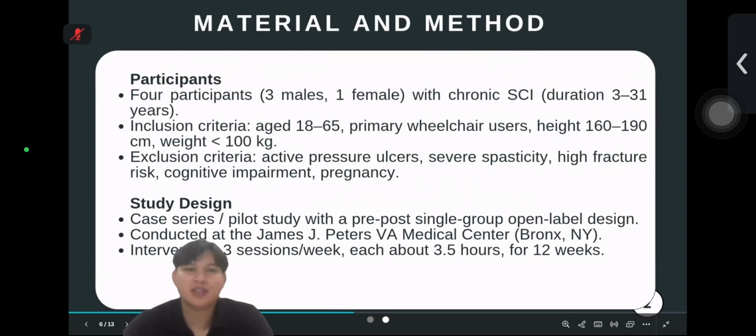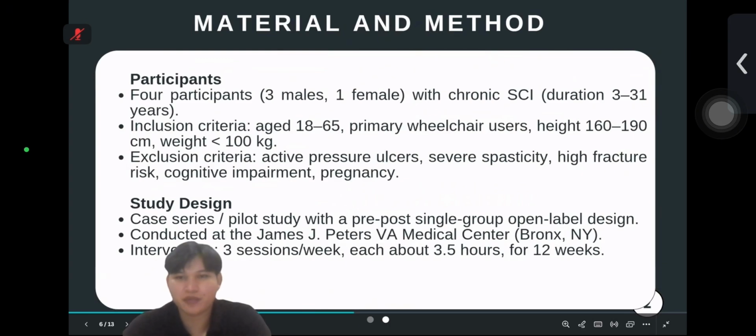For the criteria: 18 years and above, primary wheelchair use, height 160 until 190 centimeters, weight less than 100 kilograms. Exclusion criteria: active pressure ulcer, severe spasticity, high fracture risk, cognitive impairment, and pregnancy. So the study design: case series or pilot study with a pre-post single group open label design, conducted at the James J. Peters VA Medical Center.